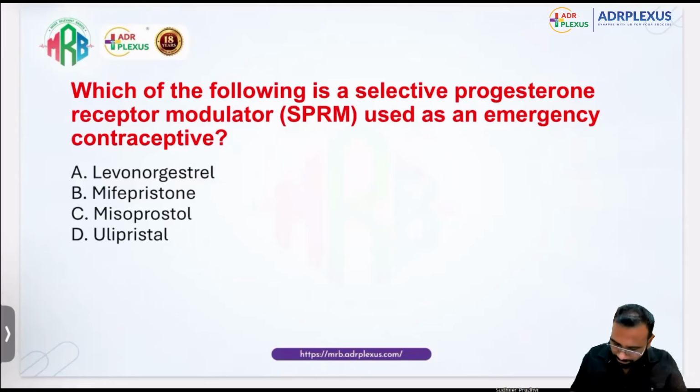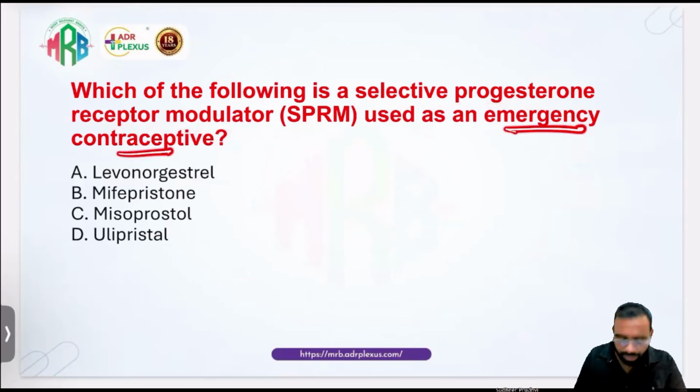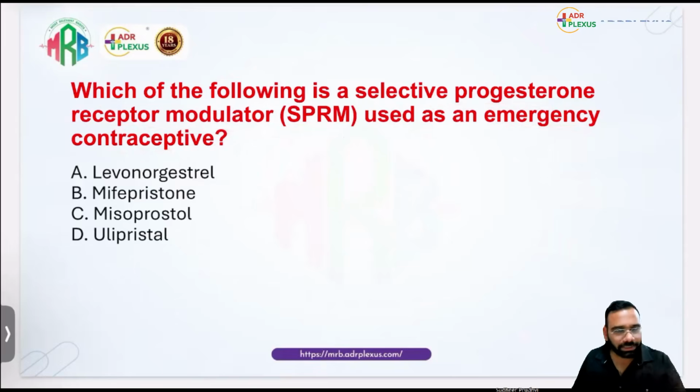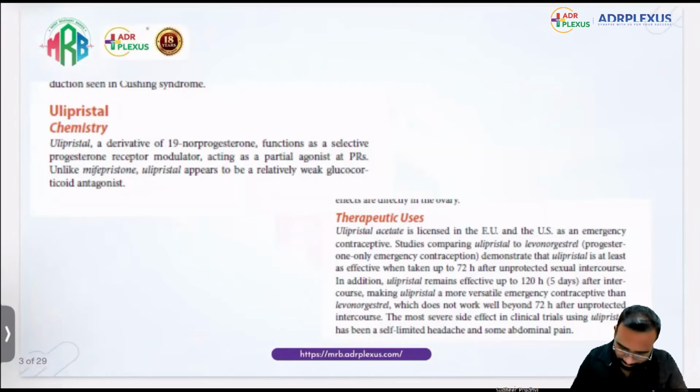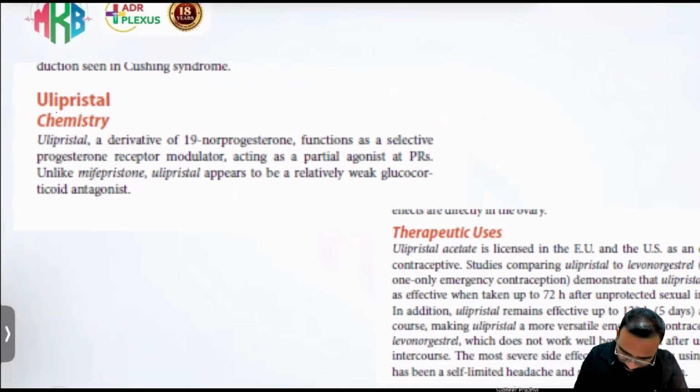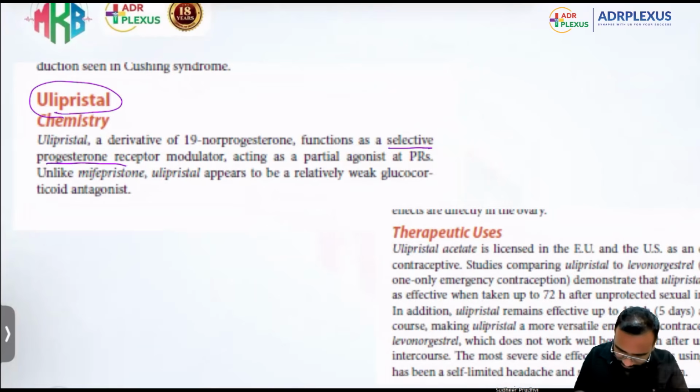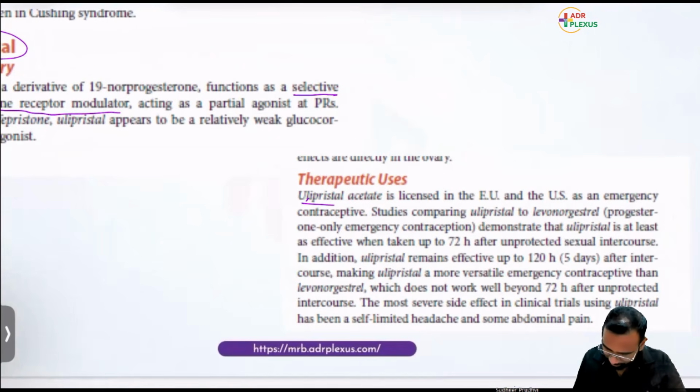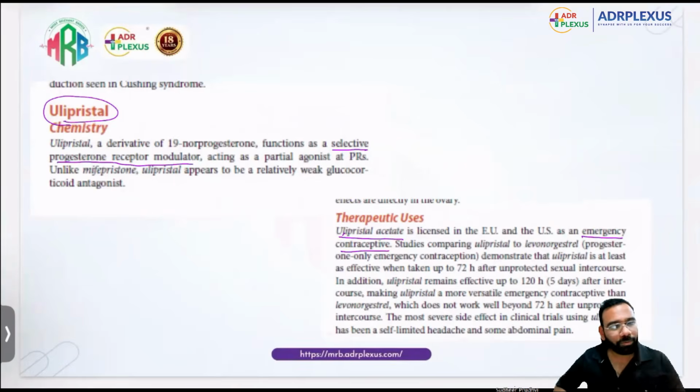Which of the following is a selective progesterone receptor modulator and which is used as an emergency contraceptive? That is what the question asked in the exam. Before going to the options, let's see the references. Here, Ulipristal is a selective progesterone receptor modulator, and Ulipristal is used as an emergency contraceptive. These are the references from Goodman.